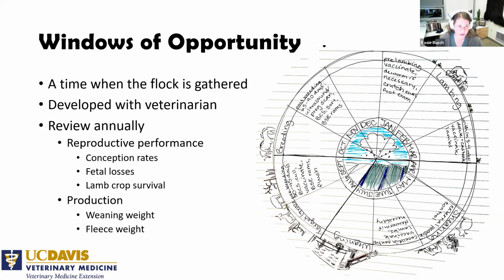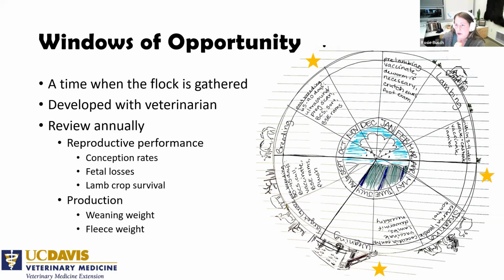And then we're also looking at weaning weights and fleece weights, so measures of production performance. And so these windows of opportunity, I don't know if you can actually see my handwriting on this image, but basically we'll start our season with pre-breeding. So we have 30 to 45 days before these animals are bred.